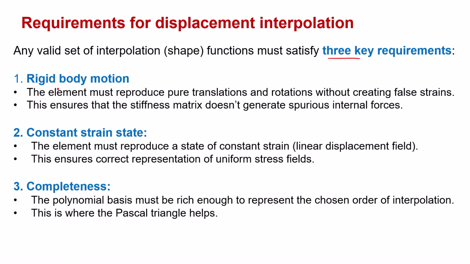First, rigid body motion. The element must be able to reproduce pure translations and rigid rotations without producing any strain. This is essential because rigid body motion should not generate internal forces. If an element fails this requirement, the stiffness matrix will produce spurious stresses.